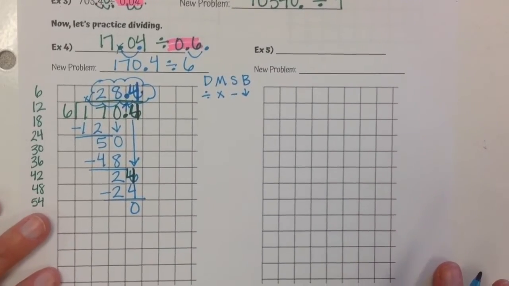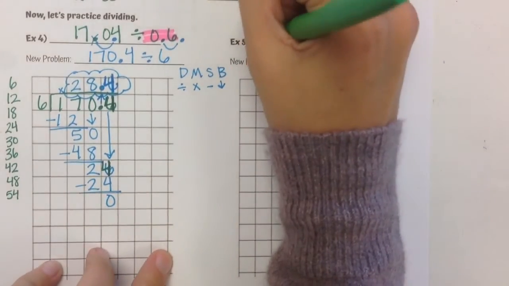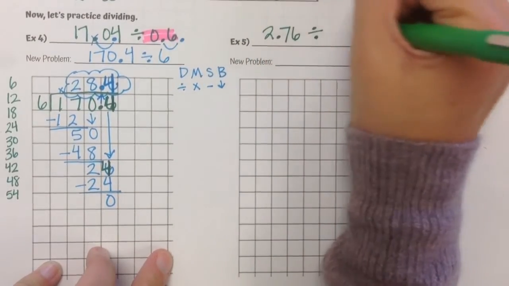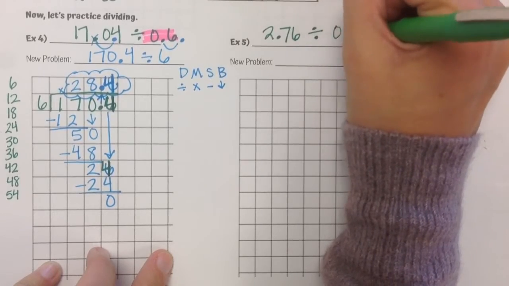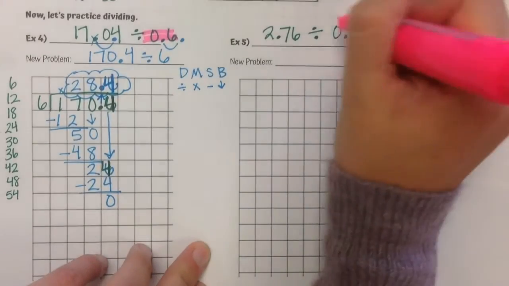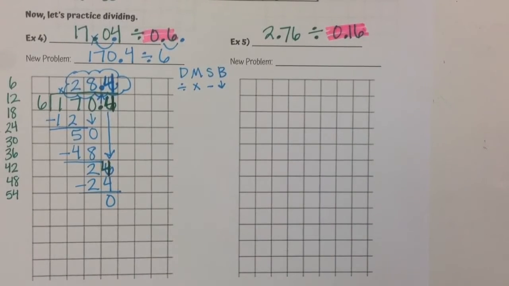Let's look at a second example here. We're going to start with the problem 2.76 divided by 16 hundredths. First, I'm going to highlight the divisor, the number that I'm dividing by, which is 16 hundredths. I need to make that into a whole number. It does not matter if the other one is a whole number.